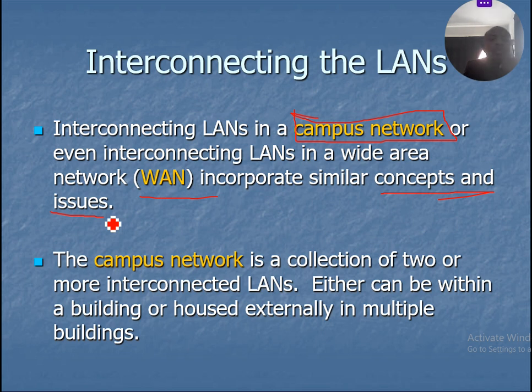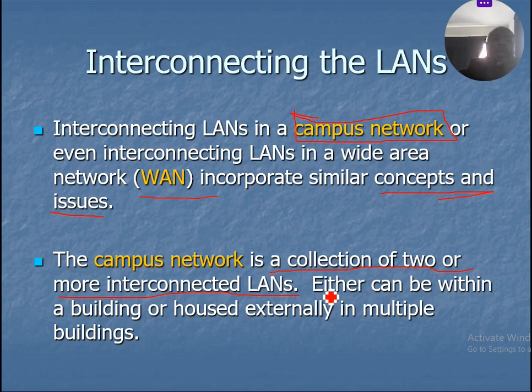Okay, so let's go back to the campus network. The campus network is a collection of two or more interconnected local area networks. We're using the campus because it will be very vivid for the students to understand the concept. If we were to talk about an office network, we would have to be very specific in order to give a clear example to the students. But I think the campus is a good example for the students.